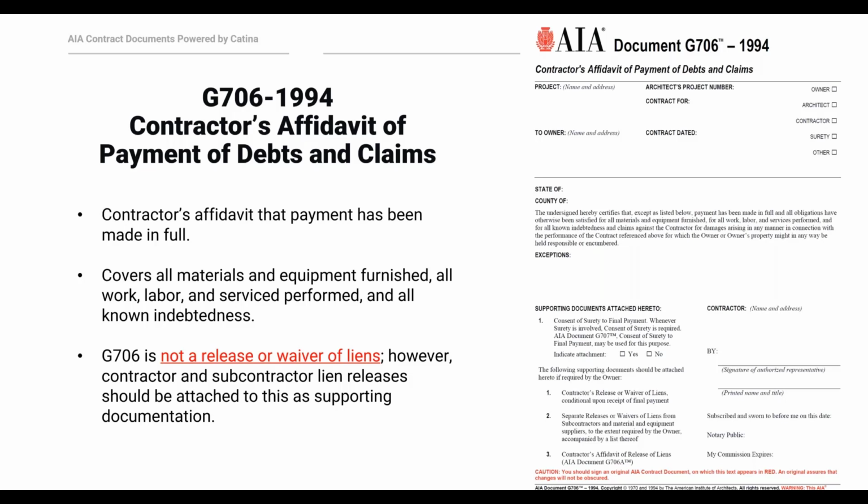A few features of this document: there is an exceptions section where, if some payments or debts are outstanding, you can list those exceptions. Also, there are a handful of supporting documents that can and probably should be attached to this document. For example, the G702 documents that I'll talk about in just a moment, G706A and G707. That's another contractor affidavit, and a consent of surety should be attached to this. Also, the release or waiver of liens for both the contractor and the individual subs and suppliers should be attached as documents as well.